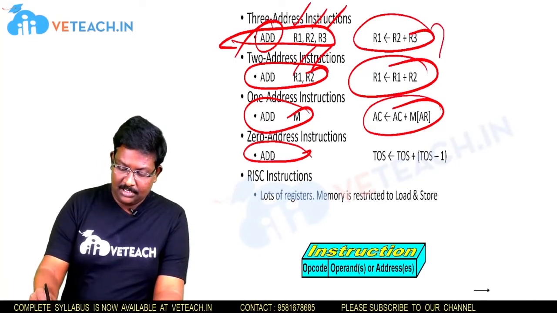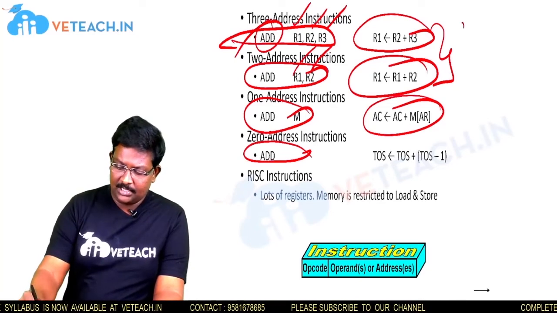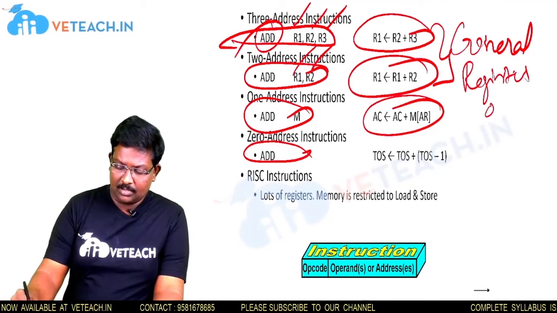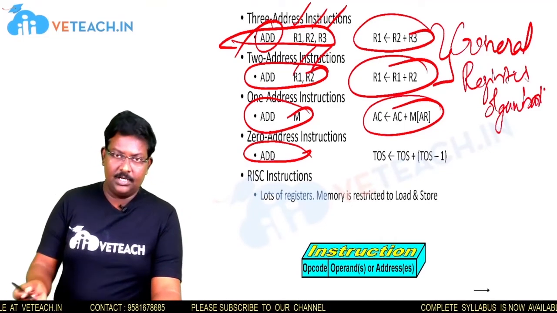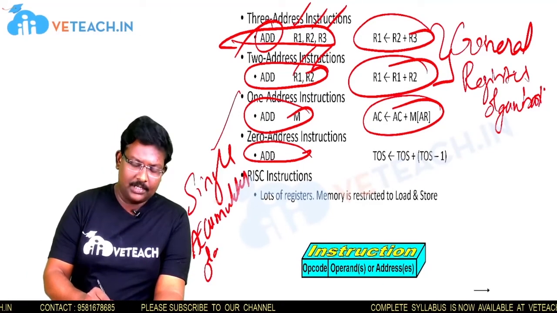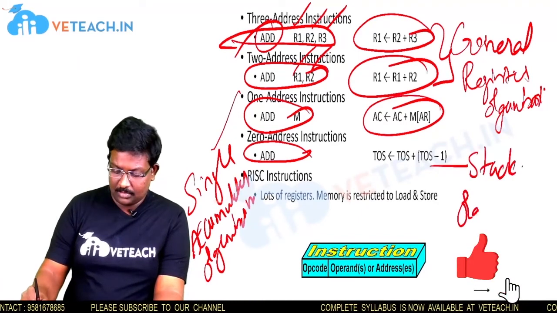Coming to the types of instructions, the 3 address and 2 address will come under general register organization. The 1 address will come under single accumulator organization, and 0 address will come under stack organization.